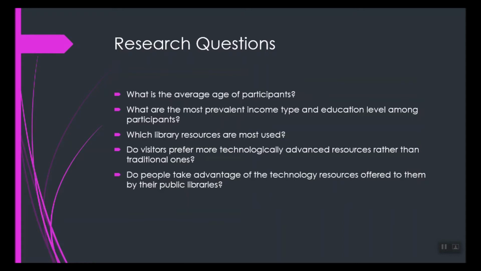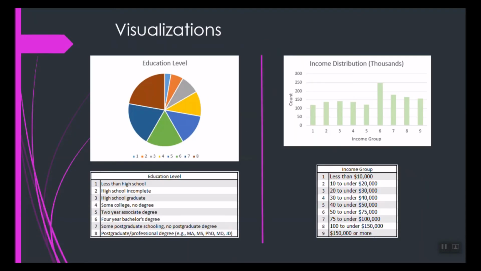My research questions included what is the average age of participants and what are the most prevalent income type and education levels among participants. These two were answered in the previous slide using descriptive statistics. And then we have which library resources are most used. Do visitors prefer more technologically advanced resources rather than traditional ones? And do people take advantage of the technology resources offered to them by their public libraries? And this will be explained through visualizations in the upcoming slides.